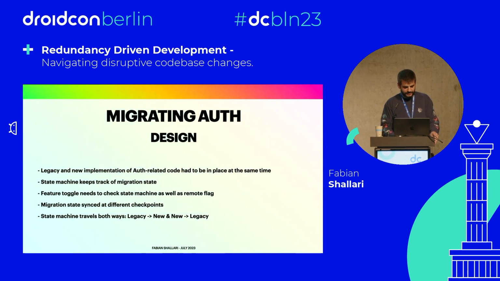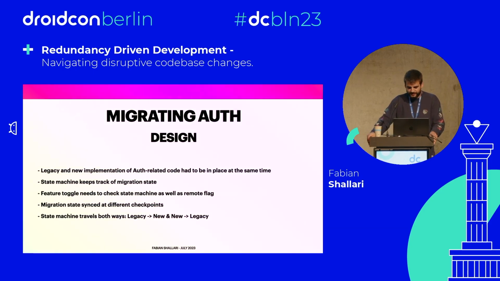So due to these challenges, when we designed the new authentication system, we made very similar design choices to what we talked about with the app initializers rewrite. So the legacy and the new implementation of the auth-related code had to be in the same place at the same time. Not just for redundancy's sake, but because both these systems were still operating at the same time in the backend as well.